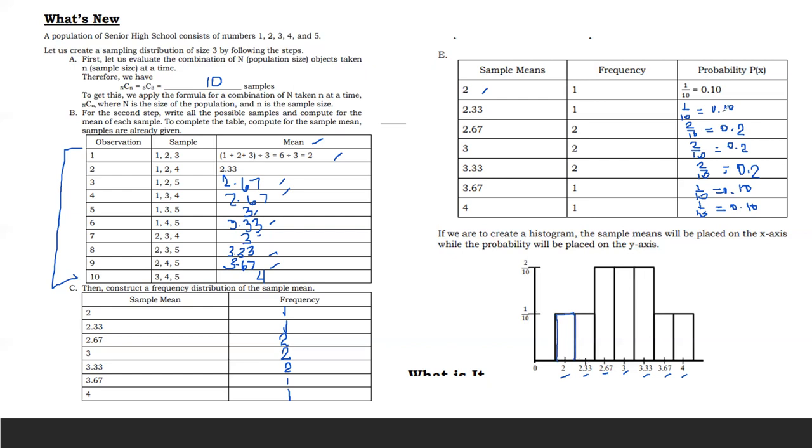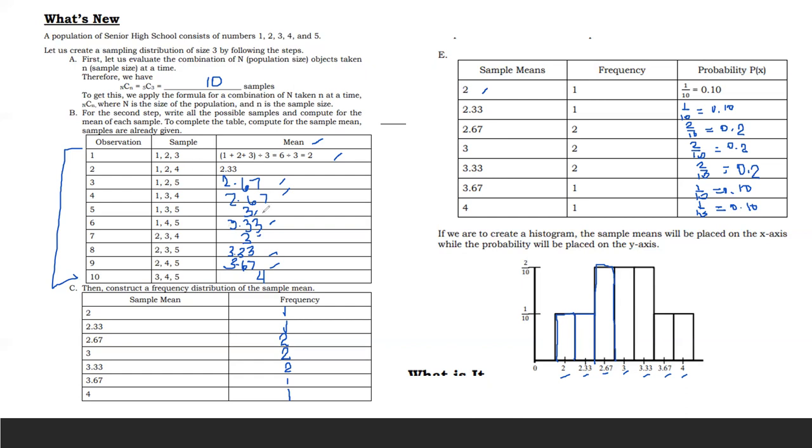Then the 2.33 we have 0.10 then also, so 110 din yon. Okay po. Then 2.67 ay 2 over 10. So from gitna before 2.67 tataas tayo hanggang 2.67 and so on and so forth. Okay? So ganyan ang paggagawa ng histogram.